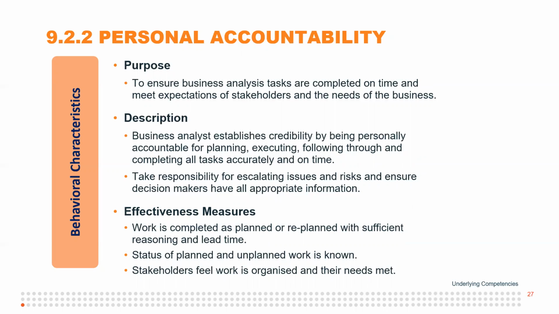The effectiveness measures are that the work is completed as planned or as replanned with sufficient reasoning and lead time, that the status of planned and unplanned work is known, and stakeholders feel that the work is organized and that their needs have been met. And with the status of planned and unplanned work being known, that even feeds into the transparency point from ethics.